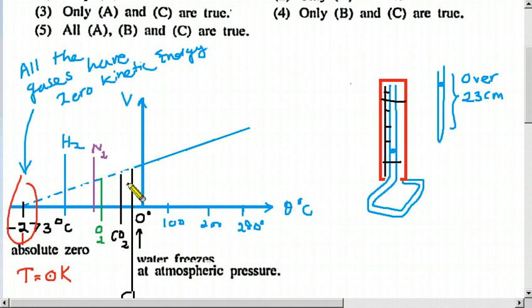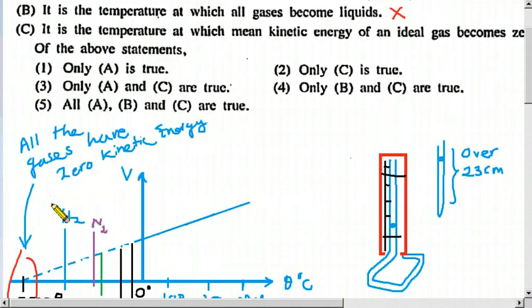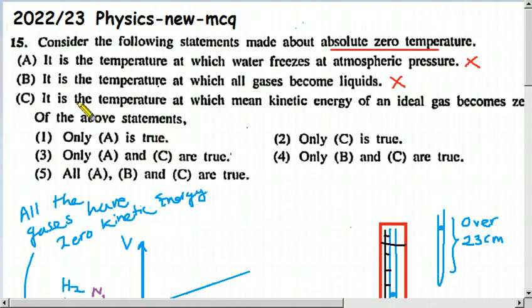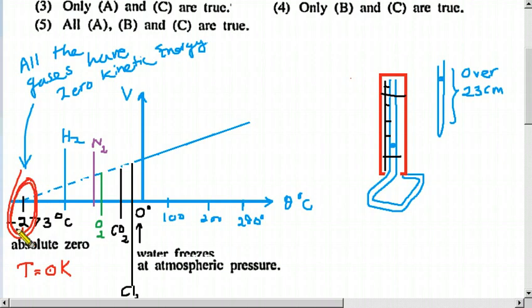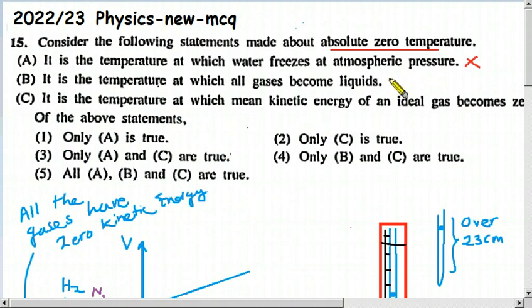So children, various gases have various boiling points. You can easily see that on this graph. What they say in the question is that it is the temperature at which all the gases become liquids, meaning at this temperature all the gases become liquids. So that is entirely wrong. There are various places for various gases. Therefore this one is wrong.